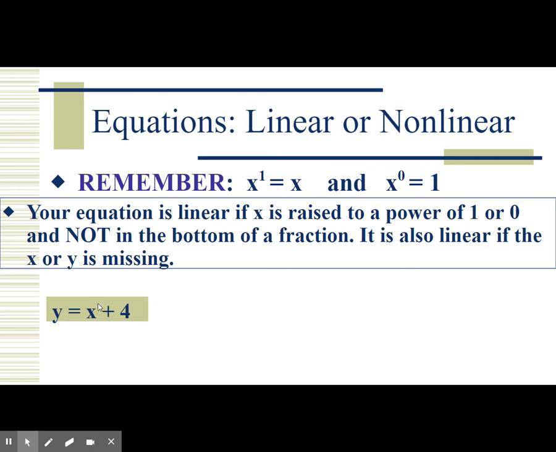There's nothing there, so that means it's a what? It's a 1. So if it's a 1 or a 0, then it's linear. You're good. That's all you got to do.